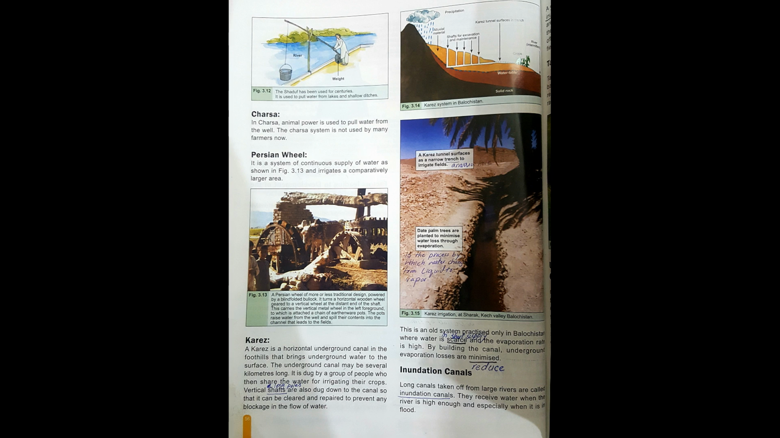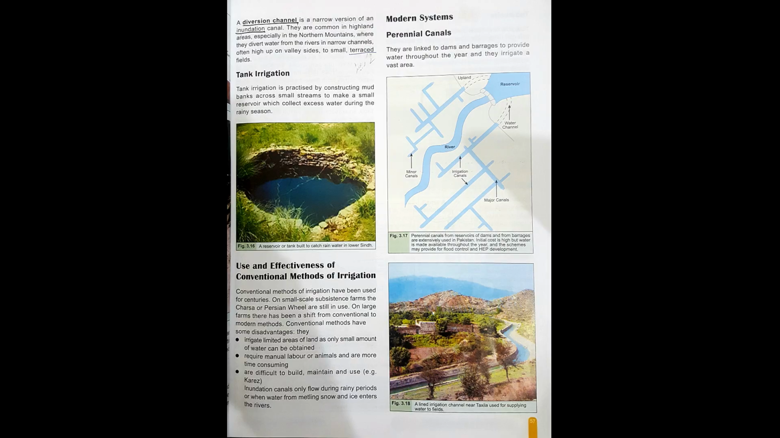There is another method, that is inundation canals. Long canals taken off from large rivers are called inundation canals. They receive water when the river is high enough and especially when it is in flood. Students, what are inundation canals? Inundation canals are long canals taken off from large rivers. They receive water when the river is high enough and especially when in flood.